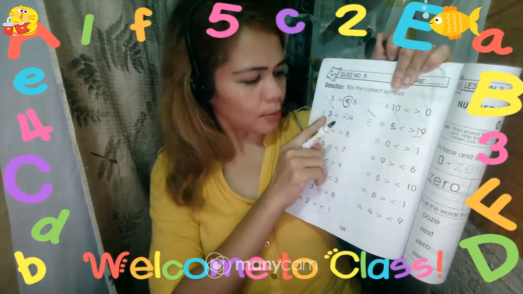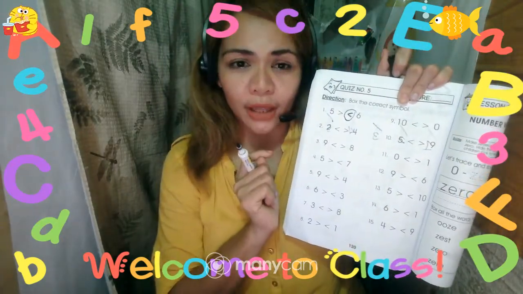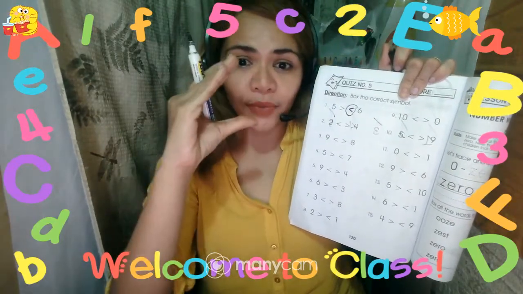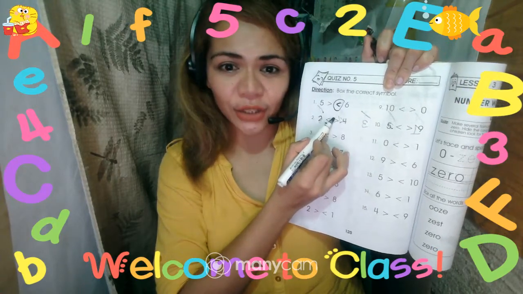How about we have number 2? So 2 and 4. So which number is the greater? It's number 4, right? So dapat saan nakatapat si bibig? Sa number 4. So ito siya, di ba? So let's circle it.